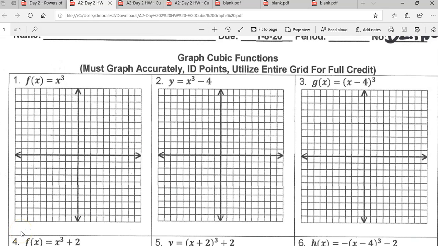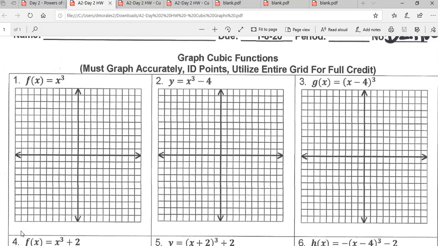This is Mr. Morales, and today I'm going to be discussing the setup and preparation for graphing cubic functions. This is day 2's assignment for the third 9 weeks. Now, I'm going to go over 3 examples for you, and I'm going to recommend either using the back of your worksheet or a separate sheet of blank paper to do basically the grunt work.